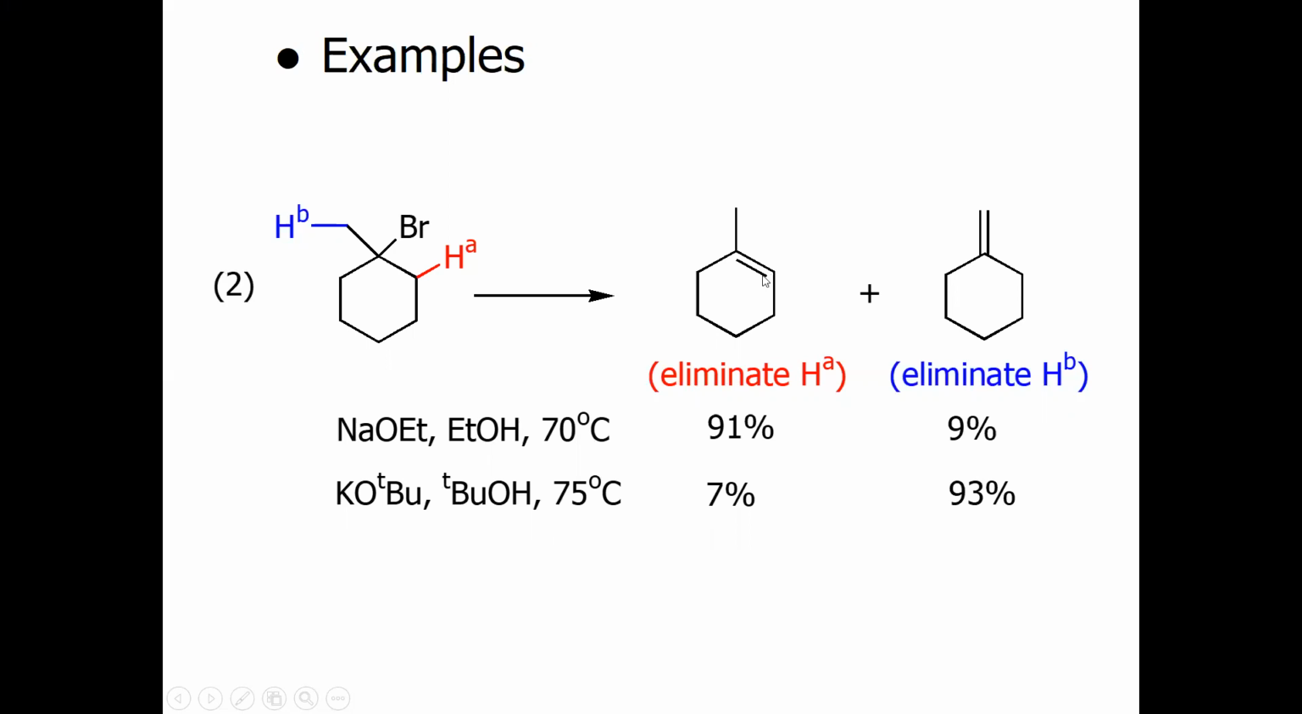alkene is an alkylated alkene, one alkyl here, one alkyl here, and one alkyl here. And just 9% the unsubstituted alkene once you are using the strong base or the small base. Similarly, if you are using a bulky base like potassium tertiary butoxide, it will remove this proton rather than this Ha. So you can see the percentage of the unsubstituted alkene is 93 percent.